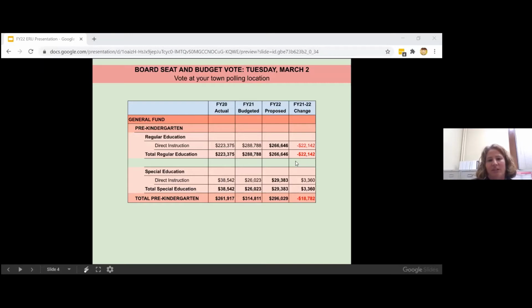This is often because of paraeducators that we sometimes move between different areas. And so if we've moved one out, sometimes those numbers go down. Morgan, did you have anything you wanted to elaborate on that? No, I think you'll see those changes throughout.